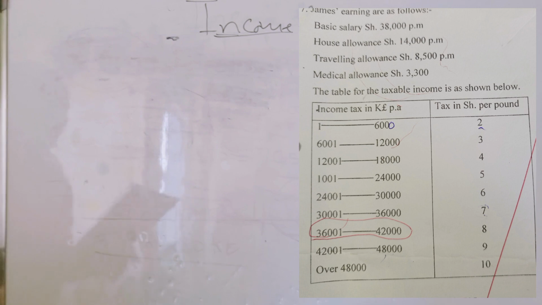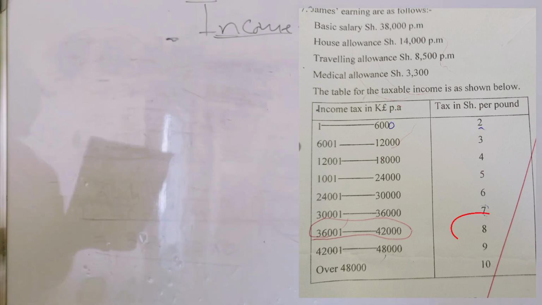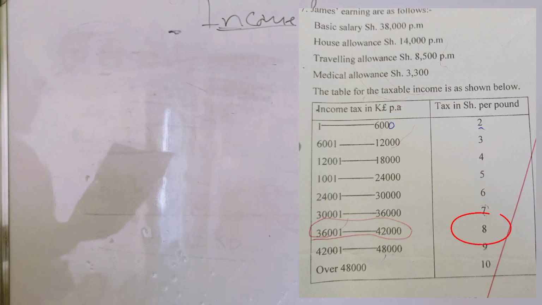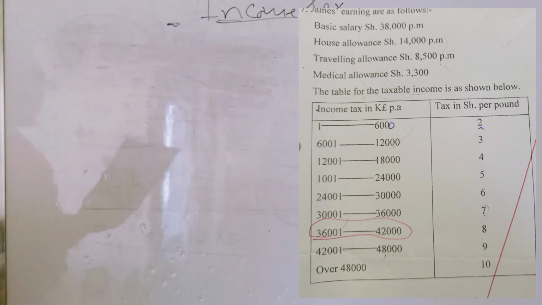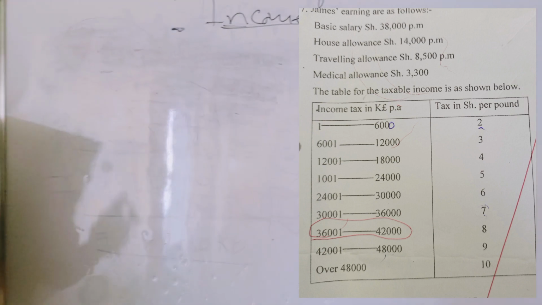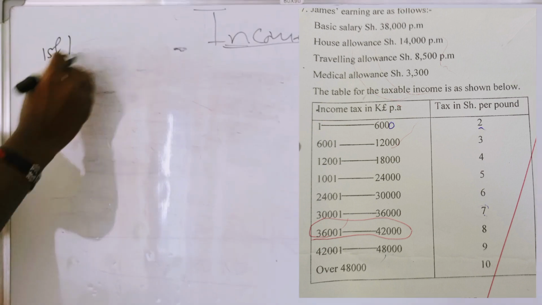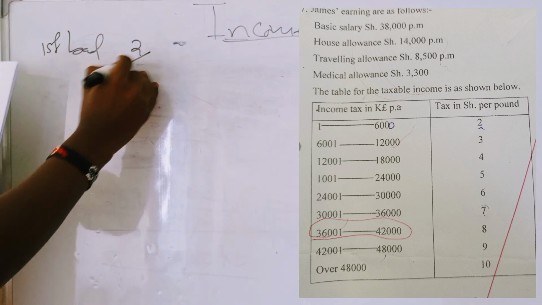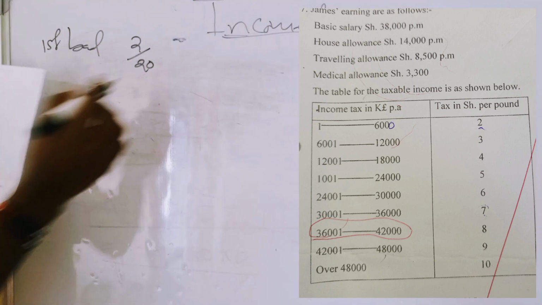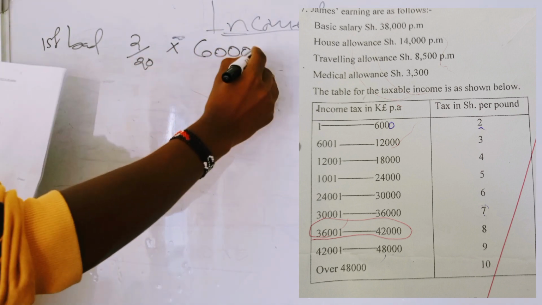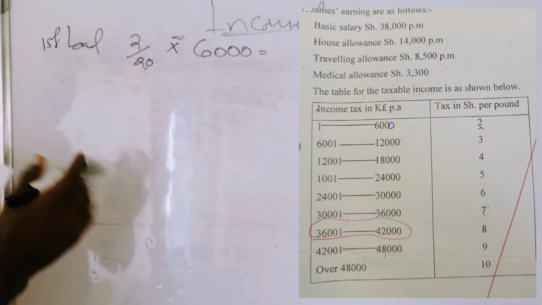Now, if you focus on the table on the right hand side, you'll see that in every amount we have tax in Kenya shillings per pound. In the first band, we have 2/20. Remember, we are told it is tax per pound, multiplied by 6,000. We're going to get the amount until we get to the seventh band.